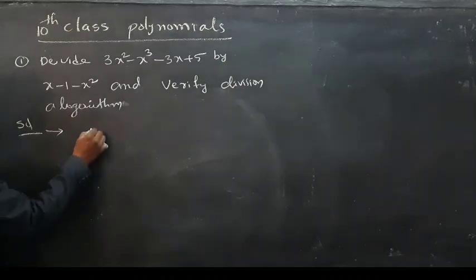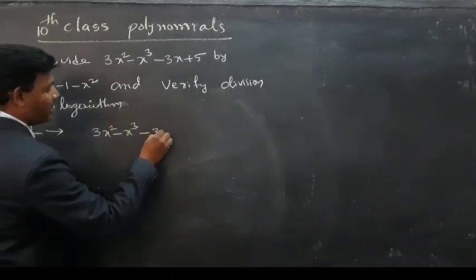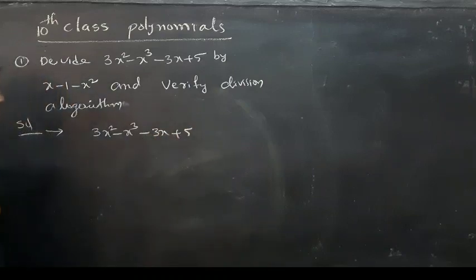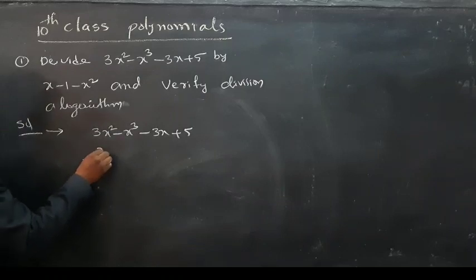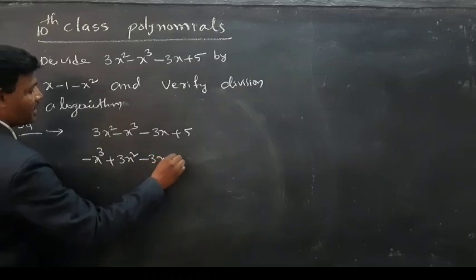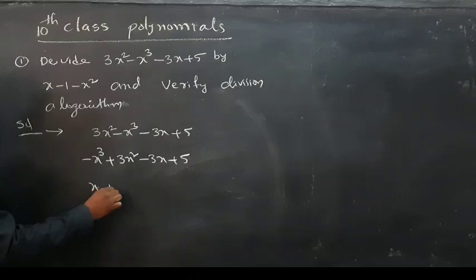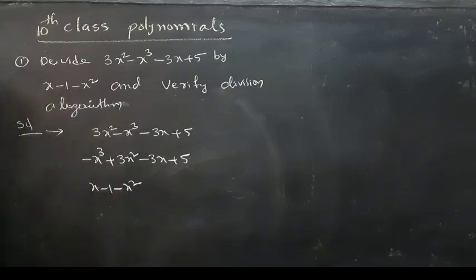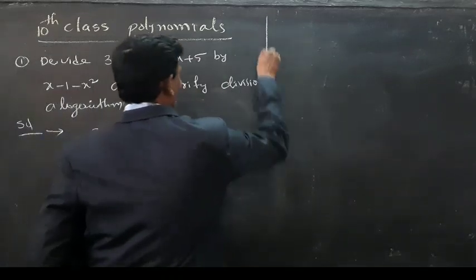What is the given polynomial? 3x square minus x cube minus 3x plus 5. So I am writing it in standard form. First minus x cube, then plus 3x square, then minus 3x plus 5. And the second polynomial is x minus 1 minus x square. What is the standard form of this one? Minus x square plus x minus 1. First you have to check the order, then divide the polynomial.